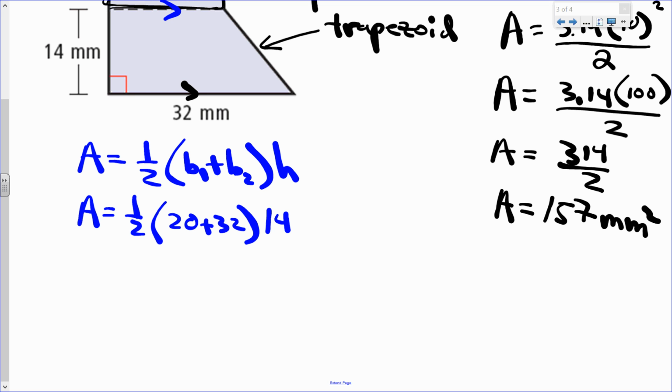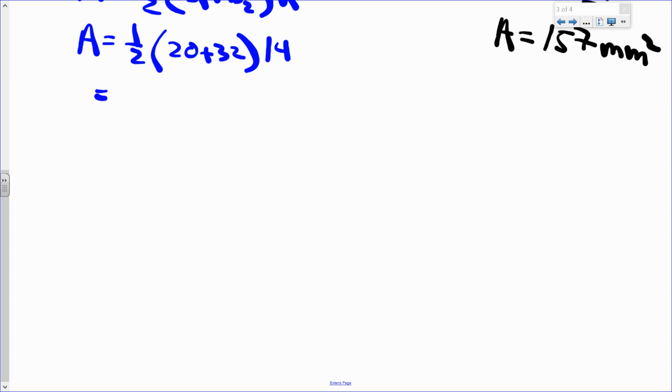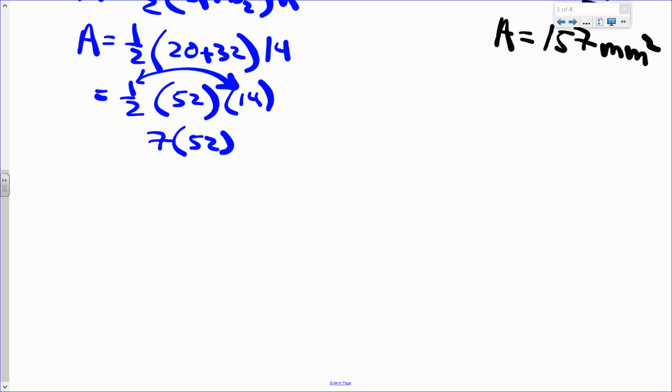As Sally says, do what's in parentheses first all the time. 20 plus 32 is going to be 52. I just got 3 numbers to multiply. Remember, you can do any 2 numbers you want first. 1/2 times 14, or 52 divided by 2, doesn't matter. I'm going to go with 14 divided by 2, these 2 first. That becomes 7. So I multiply these 2 first here, just a little FYI. That became 7. 7 times 52, help.